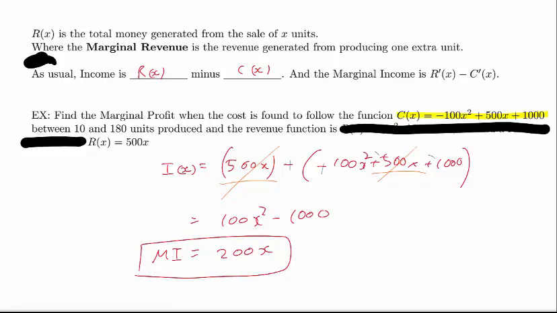Okay. And so once again, that would be the additional profit for making another unit at that point, right? So if you say at 10, that's when x equals 10, that would be, you know, $2,000 extra dollars to be made for that additional unit.